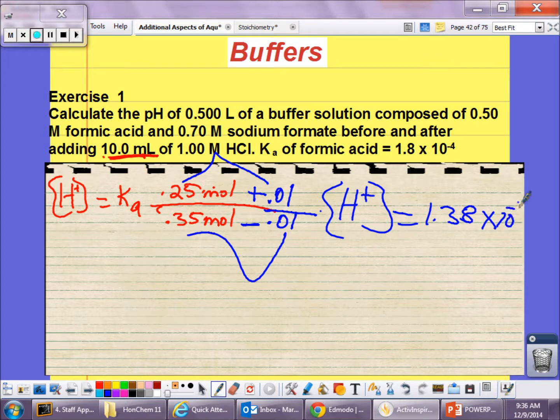H plus is 1.38 times 10 to the negative 4 molar. And they ask me for pH. pH equal what? 3.86. Do you remember what the pH was before we added that strong acid? 3.89. It changed a little bit. Even though you add 10 ml of 1 molar strong acid, the pH just went from 3.89 to 3.86, which is nothing. All right? So this is a buffer.